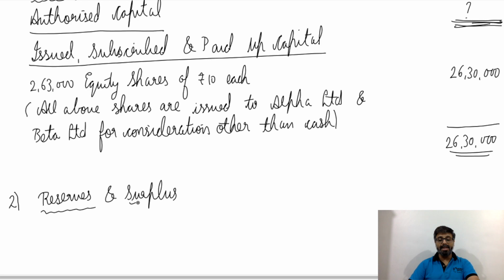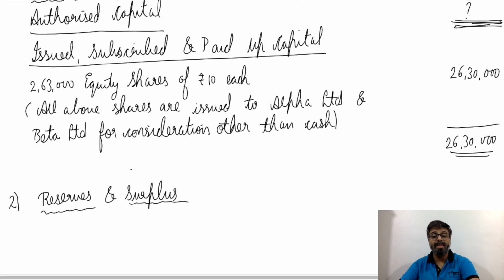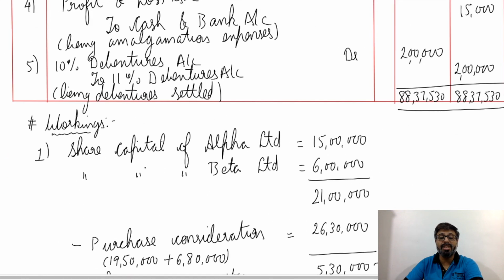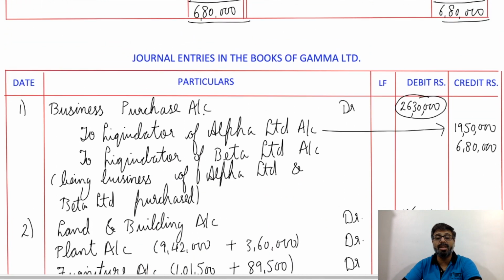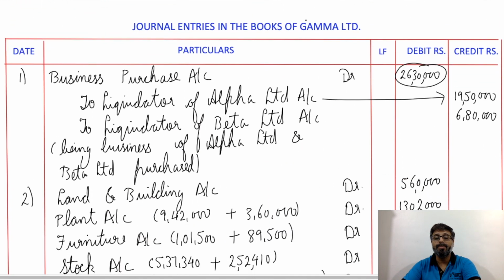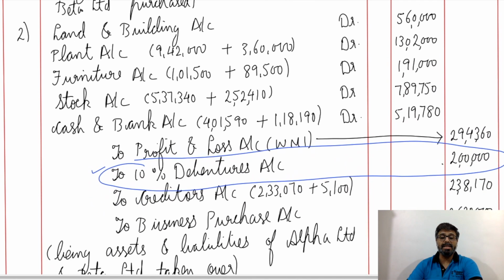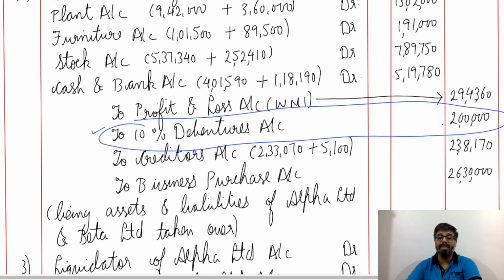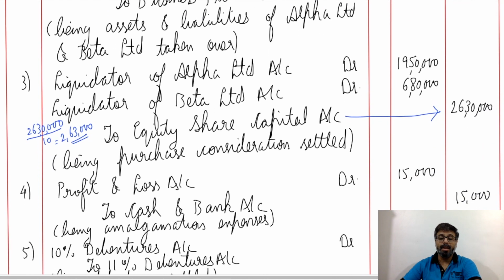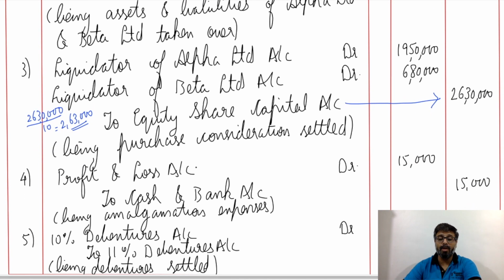So what will we write in this reserves and surplus? From this entire balance sheet, you'll get it from the journal entries in the books of Gamma Limited. From these journal entries only you'll get the entire balance sheet. Now in reserves, we have only one item, the P&L account, which is 294,360. But 294,360 credit minus the same P&L account we debited for expense of 15,000.